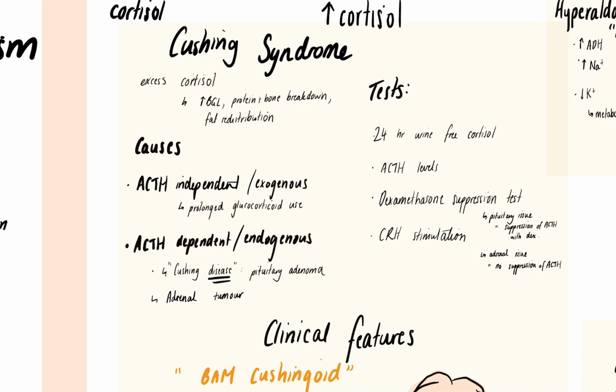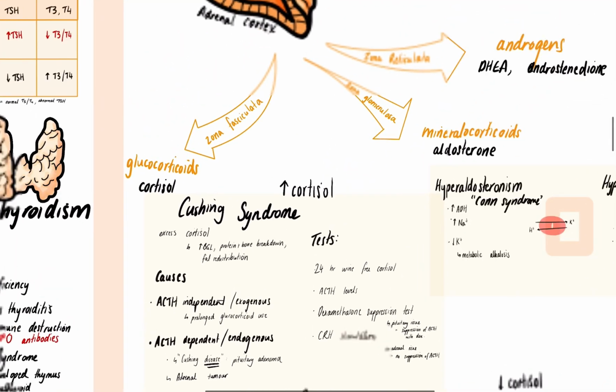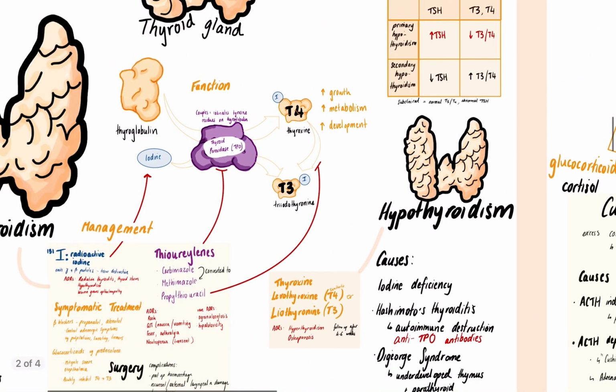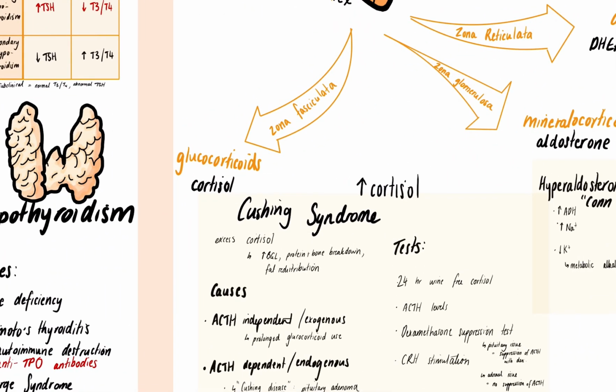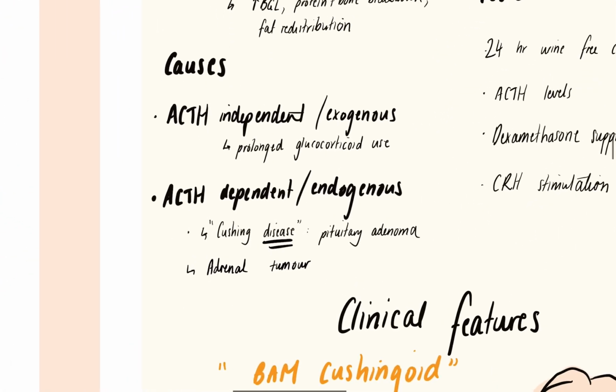So you can get Cushing syndrome from prolonged glucocorticoid use, because you can imagine if you're simply ingesting glucocorticoids, it's kind of similar to ingesting too much thyroxine. You will get hyperthyroidism. And here you would get hypercortisolism or Cushing syndrome. The other category is ACTH dependent or endogenous.